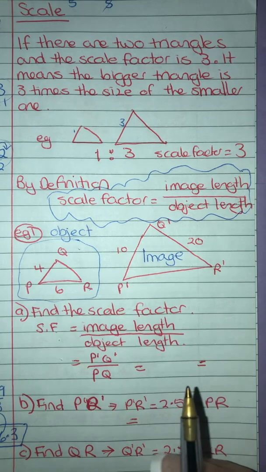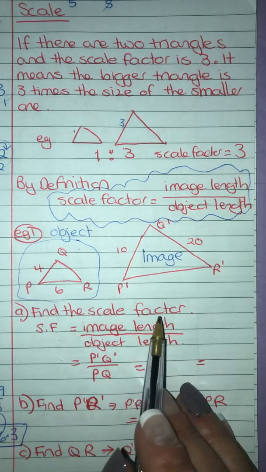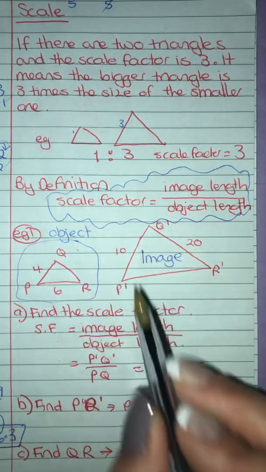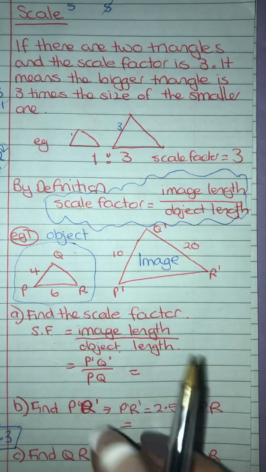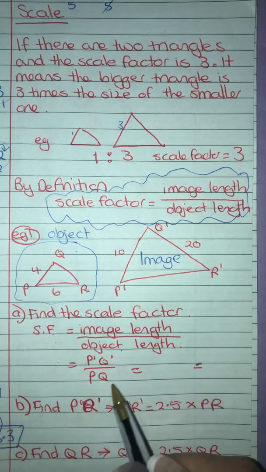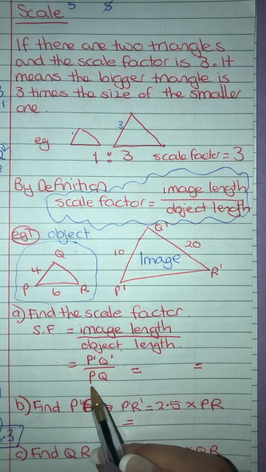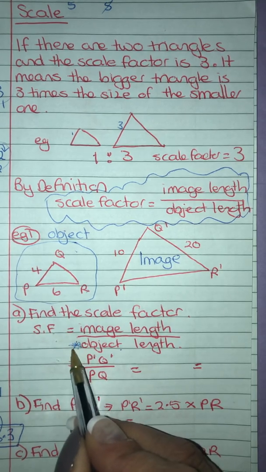Now, it doesn't always have to go up. It can actually come down. The question is just simply find the scale factor. What on earth does that mean? Let's have a look at the formula. So scale factor equals image length over object length. Now, what are all these things? I'll show you. This says P dash Q dash divided by PQ. Now, if you have a look at this is our object on the bottom.